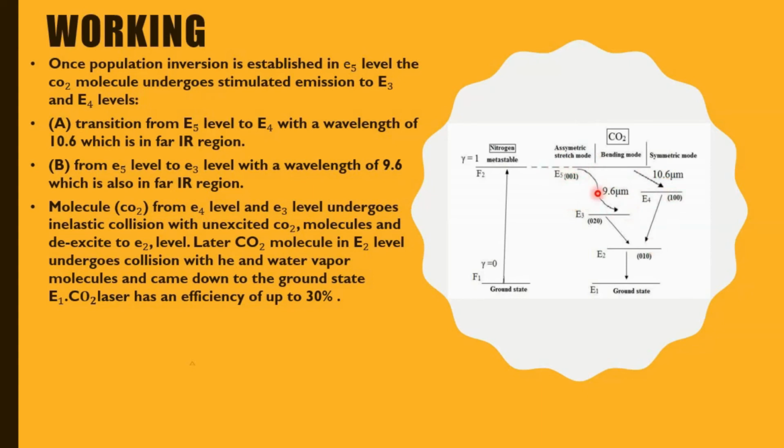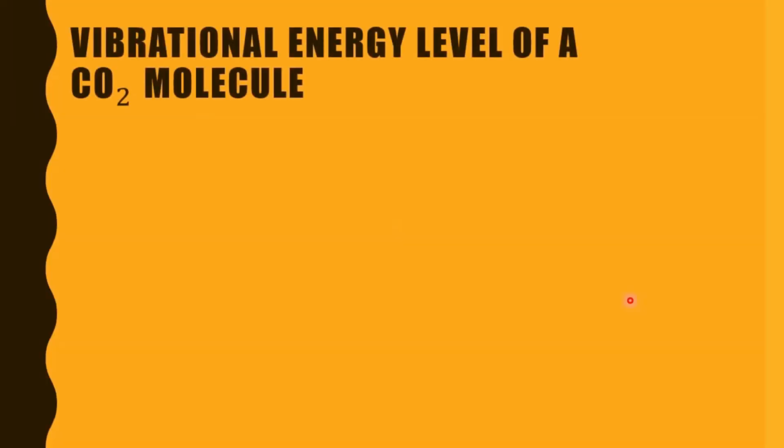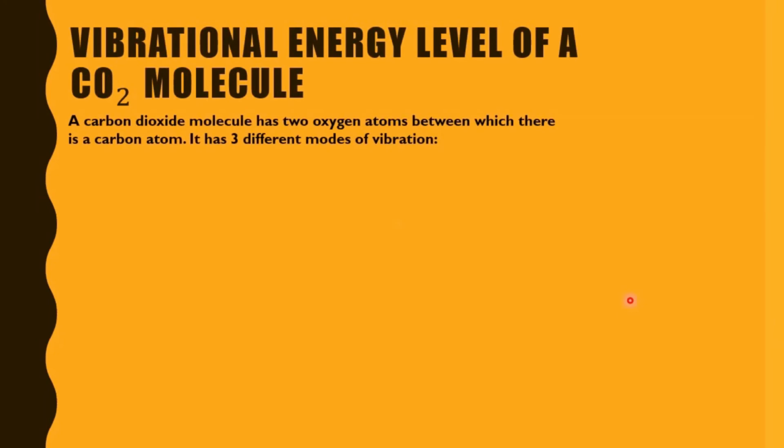The second thing you need to remember is that E3 and E4 undergo inelastic collision, where they get de-excited to E2, and then they collide with the helium and water vapor and move on to the ground state. Okay, now we will move on and see the vibrational energy levels of a CO2 molecule.